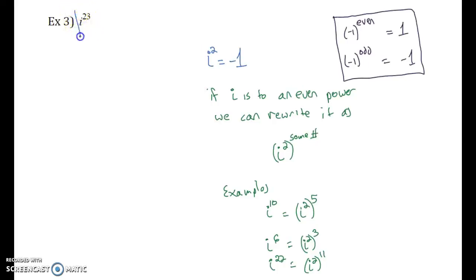So we're looking at a problem like i to the 23rd power, and we're going to use a couple of fun little tricks to get this thing figured out. The first thing we want to keep in mind is that i squared equals -1.